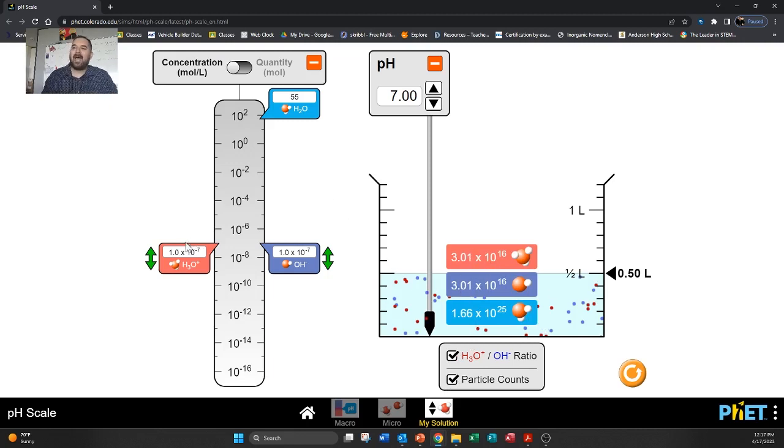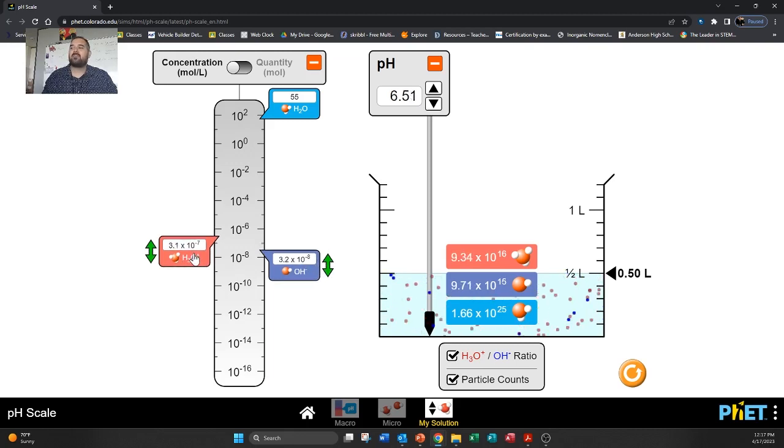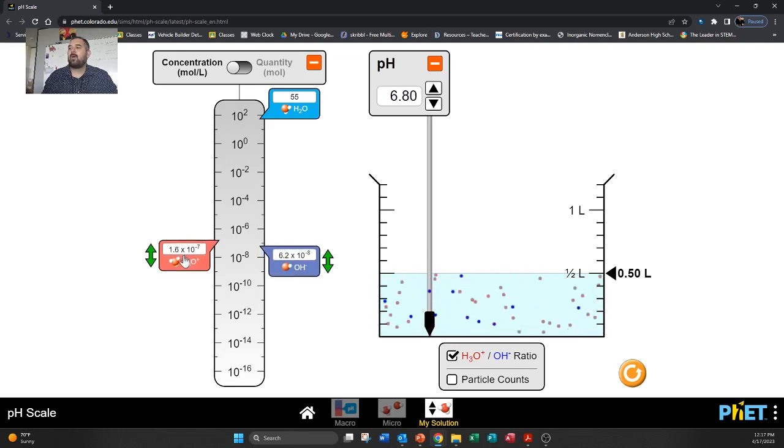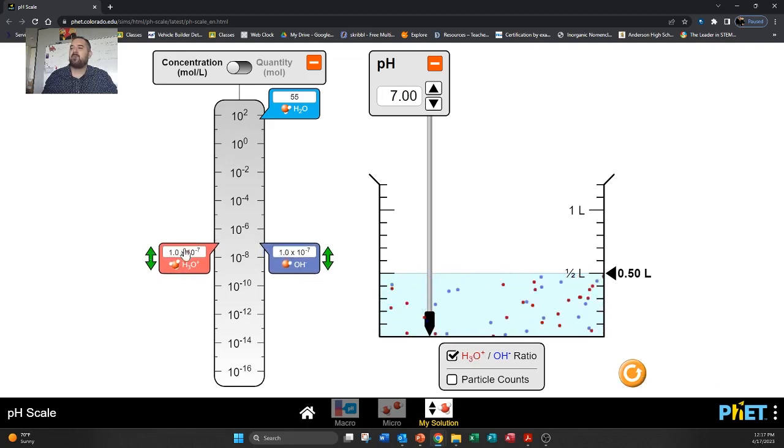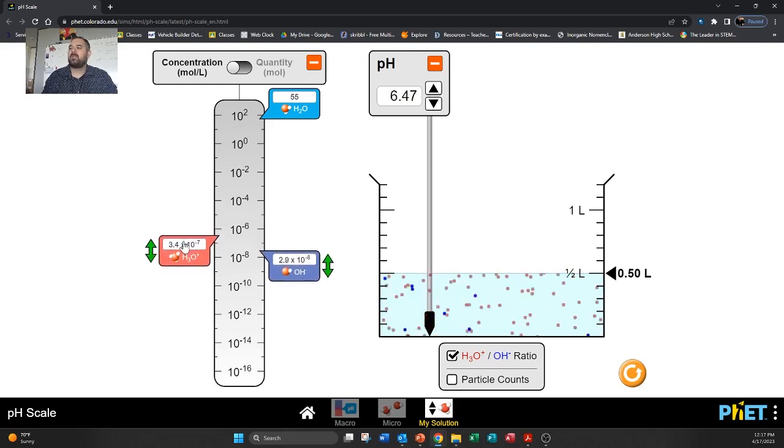Now, what's going to happen if I increase the H3O quantity? What happens to the OH quantity? As this one increases, the other one decreases. So I'm going to remove the particle count. What I want y'all to see is that when they were neutral, you have the same number of both, but as we increase one, you're decreasing the quantity of the other.